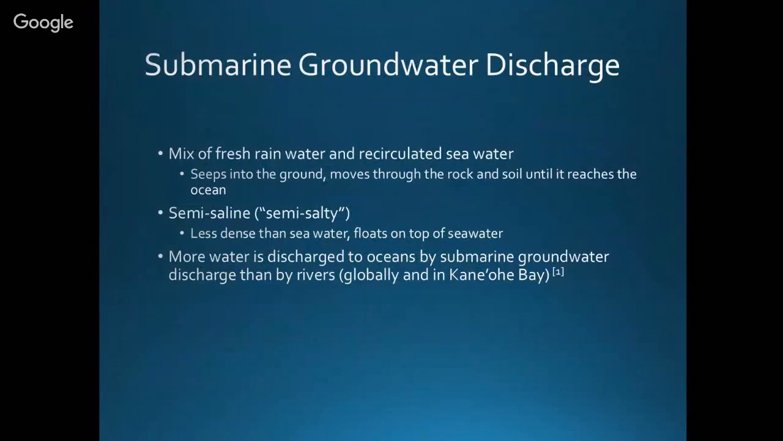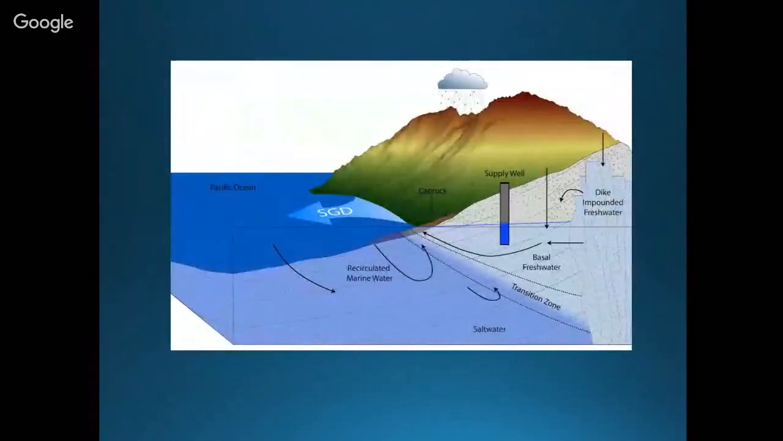So submarine groundwater discharge is a mix of fresh rainwater and recirculated seawater. Basically, this water from the coast will move in towards the land and will mix with the groundwater that's coming out from the water table. And so it creates this somewhat salty water that's less dense than seawater. So the submarine groundwater discharge will float on top of the seawater. And there's actually more water discharged by submarine groundwater discharge than by rivers. So you don't see submarine groundwater discharge, but it's very prevalent in the coastal hydrologic cycle. So here's another diagram of submarine groundwater discharge.